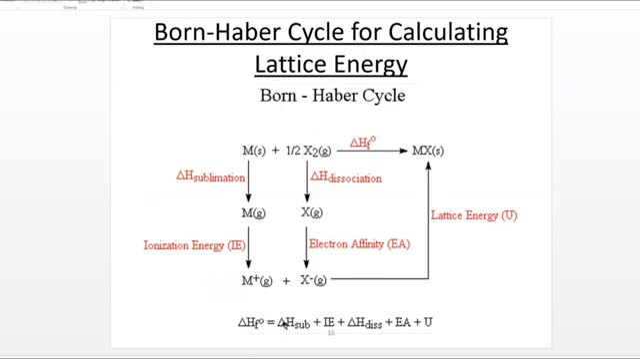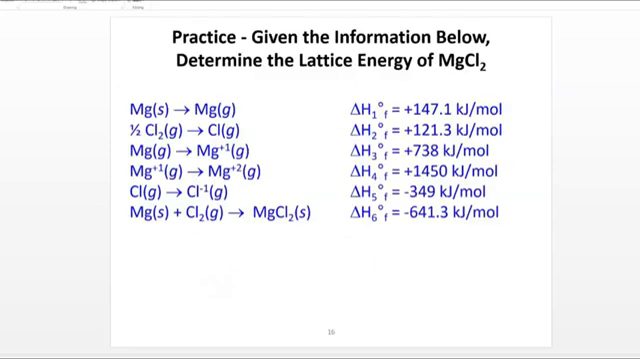Delta HF equals basically all the processes required to go from the constituent elements in their natural form to the ionic form, plus the energy required to actually combine them together into their ionic bond, equals their HF, their enthalpy of formation. So here's an example we're going to do during class, and you can pause the video and try to figure out what is the lattice energy of MgCl based on the given information.